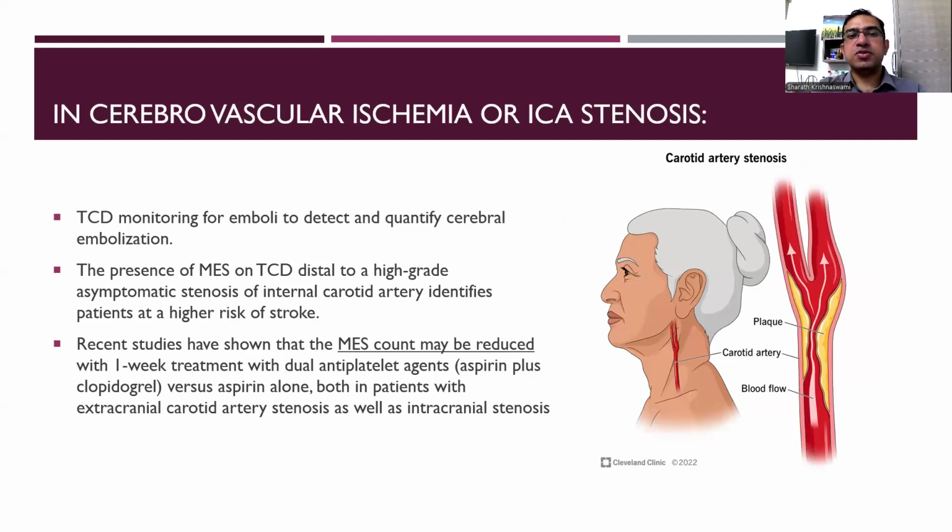This TCD monitoring is also used to detect emboli and to quantify the cerebral embolization. And it also helps in detecting patients who have a high risk of stroke, who have an asymptomatic stenosis of the internal carotid artery. So patients may be treated with dual antiplatelet agents, and the MES count may be reduced after treatment of this possible stenosis with antiplatelet agents. It can either be used alone or in association with clopidogrel. And it can be used for patients who have extracranial carotid artery stenosis as well as intracranial artery stenosis.